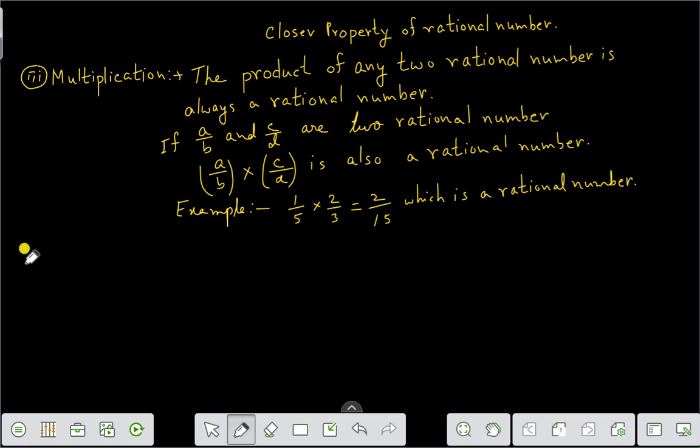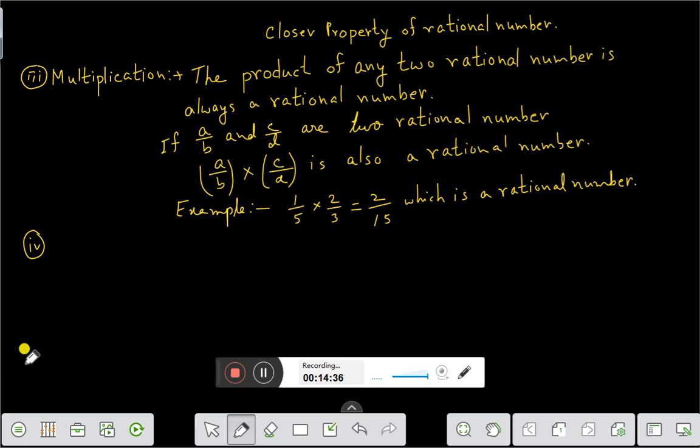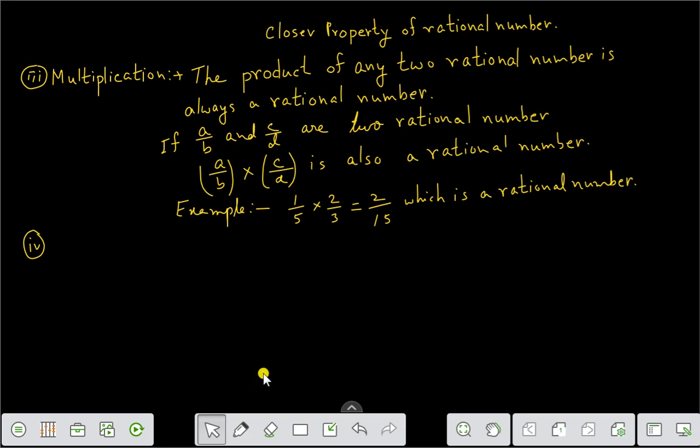Next one is division. Now we shall deal with division.